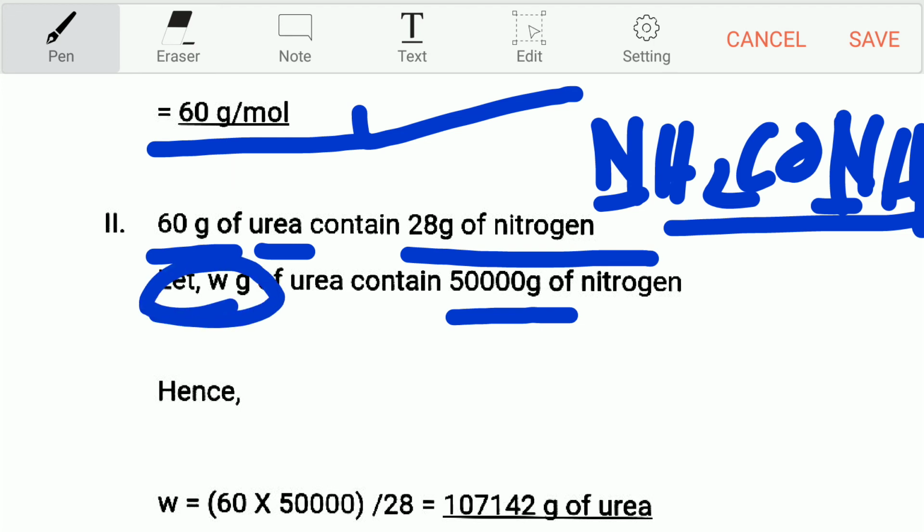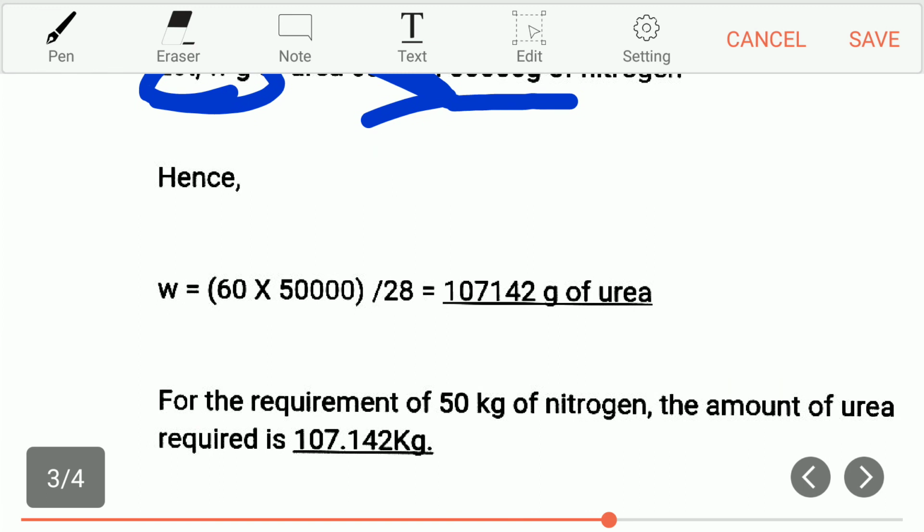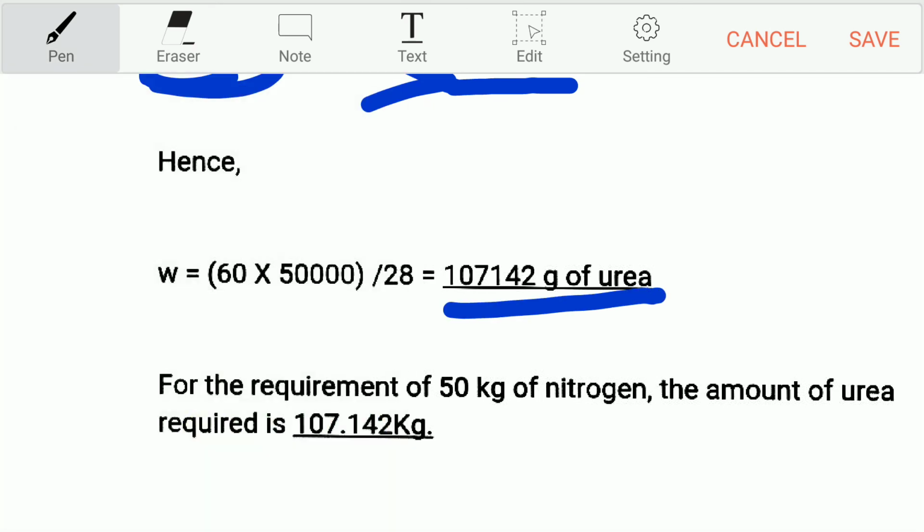So that you can get by cross multiplication. W is equal to 60 into 50,000 divided by 28. So it will come to 1,07,142 gram of urea, right? This value you will get. Now if you convert this value to kg, then you will get 107.142 kg. So in order to get 50 kg of nitrogen, we require 107.142 kilogram of urea.